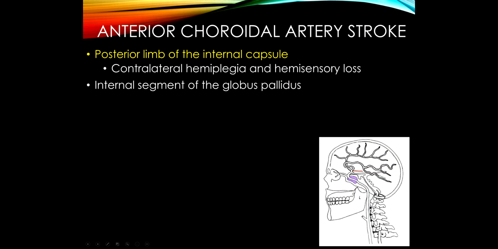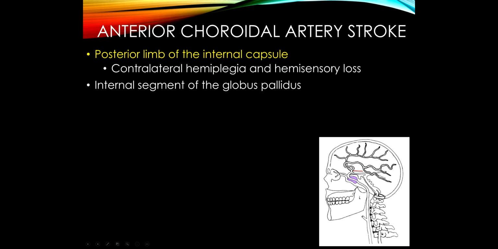Now the anterior choroidal artery comes off of the internal carotid artery, and this supplies the posterior limb of the internal capsule. So there is overlapping supply here of the posterior limb. Later on we'll talk about the lenticulostriate branches. But if we have a patient who has some underlying vascular disease and then they occlude the anterior choroidal artery, they're going to have both contralateral weakness and sensory loss from knocking out both the motor and the sensory fibers in the posterior limb of the internal capsule.